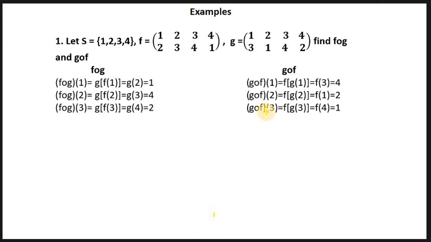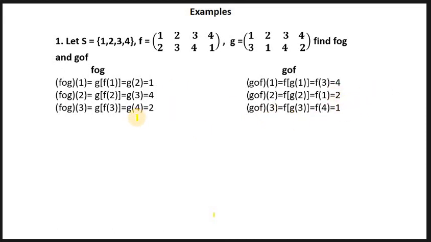Similarly, g of f of 3 is equal to f of g of 3. g of 3, image of third one is 4. So, f of 4 in f, the image of 4 is 1. So, g of f of 3 is equal to 1.